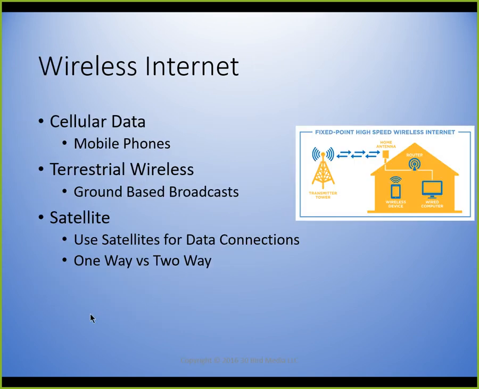Wireless internet, a couple of different ways to do that. Cellular data, mobile phones, probably do that. So you go to a website, you look something up, you Google something, you check Bing, check different things. On the internet, we're using cellular data to do that. The data costs have gone down substantially over the years.